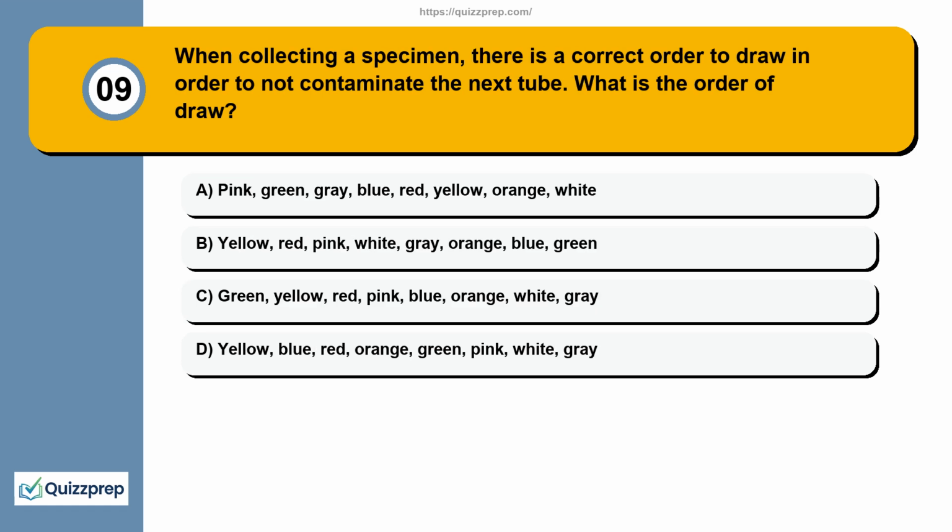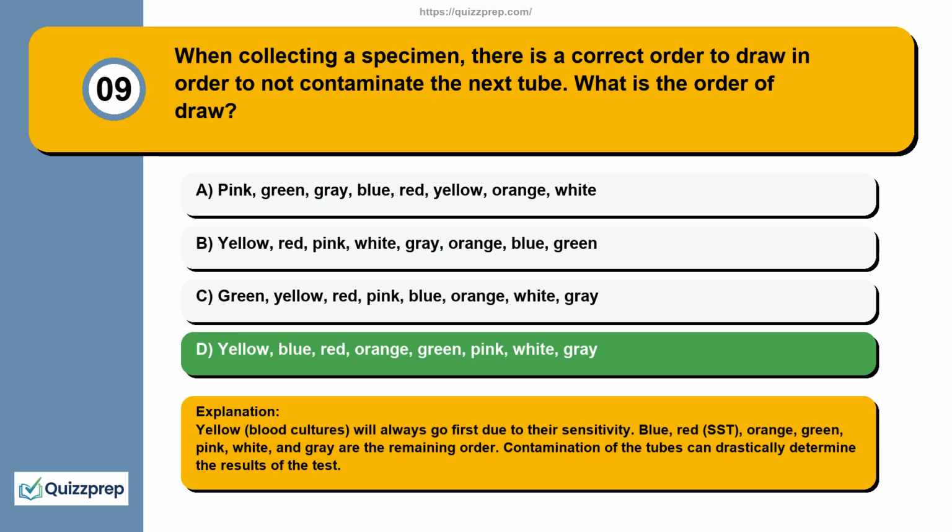Question 9. When collecting a specimen, there is a correct order to draw in order to not contaminate the next tube. What is the order of draw? Pink, green, gray, blue, red, yellow, orange, white. Yellow, red, pink, white, gray, orange, blue, green. Green, yellow, red, pink, blue, orange, white, gray. Yellow, blue, red, orange, green, pink, white, gray. Yellow, blood cultures, will always go first due to their sensitivity. Blue, red, SST, orange, green, pink, white, and gray are the remaining order. Contamination of the tubes can drastically determine the results of the test.